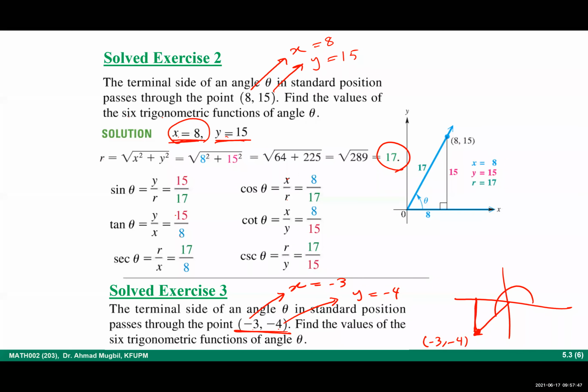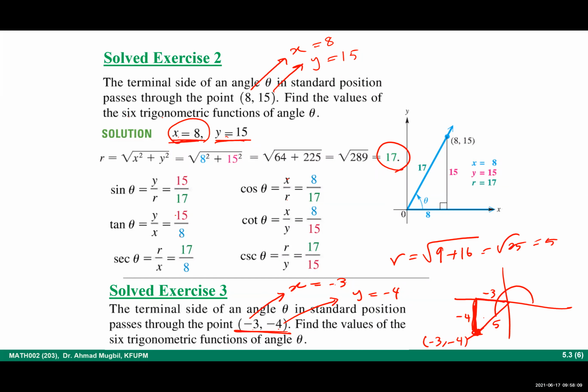You can say this is -3, this is -4, but this is not the length of the side, Shabab. These are the coordinates of the point. And you can find R here. What will be R, by the way? R will be the square root of this one squared plus this one squared, square root of 25, which is 5. So R is always positive.